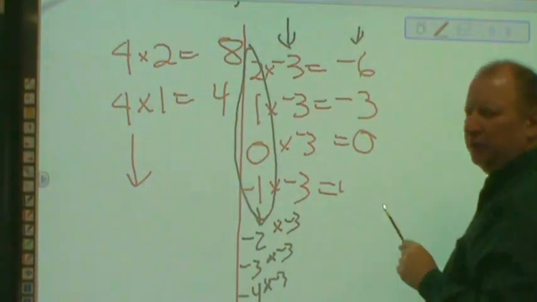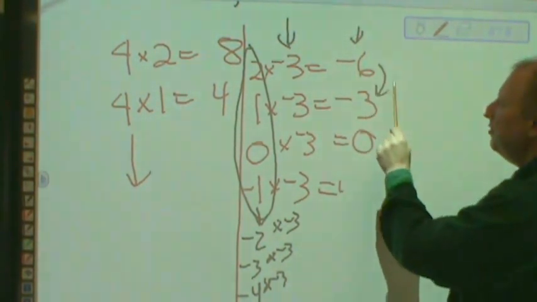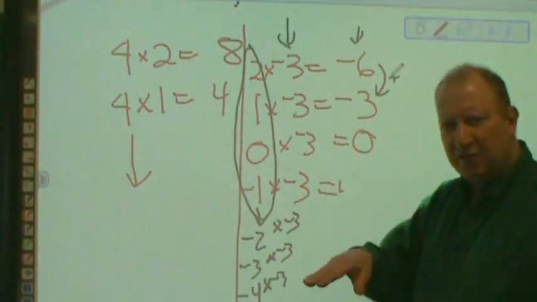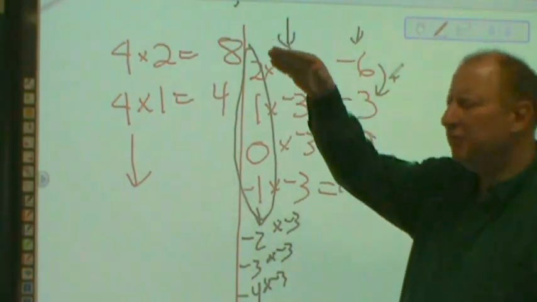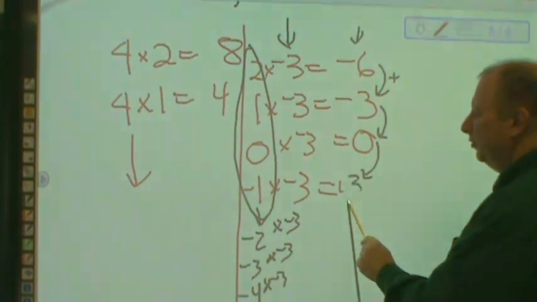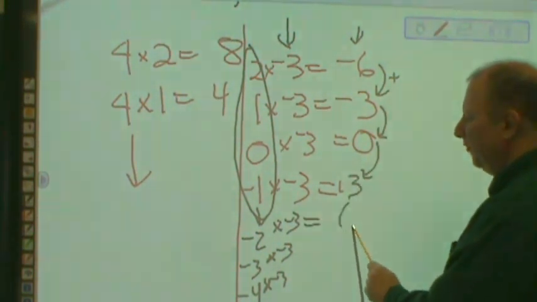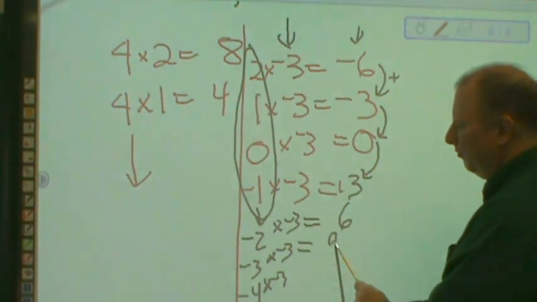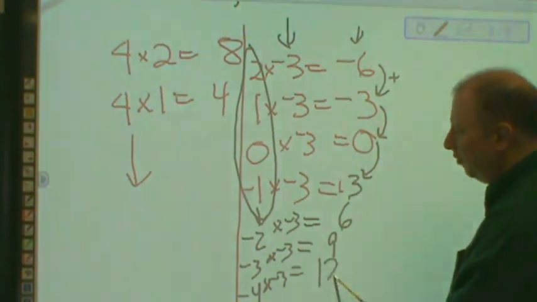Now let's look at the last column. What's happening here? We're increasing by 3. From negative 6, it goes up to negative 3, it goes up to 0. So what's the next step? It's going to go up 3 more. And then it's going to go up 3 more. And up 3 more. And up again 3 more.